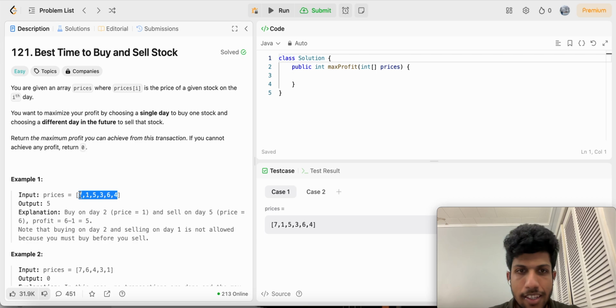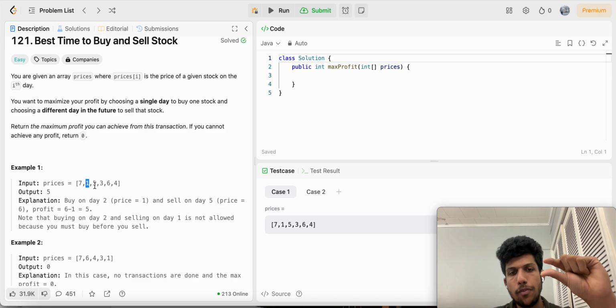So at price 7, I would update the minimum price to 7. Okay, at price 1, I would update the minimum price to 1. At price 5, I would check for the profit. So the profit would be 5 minus the minimum one. Okay, that will be 4. So the max profit would be 4.